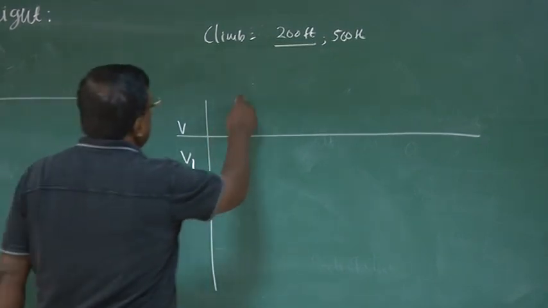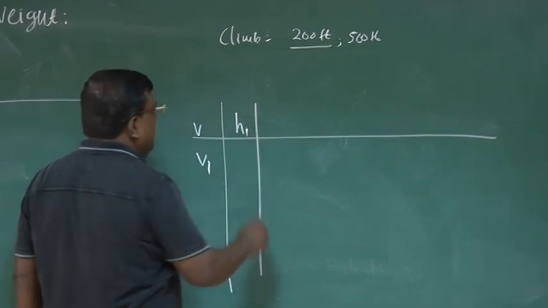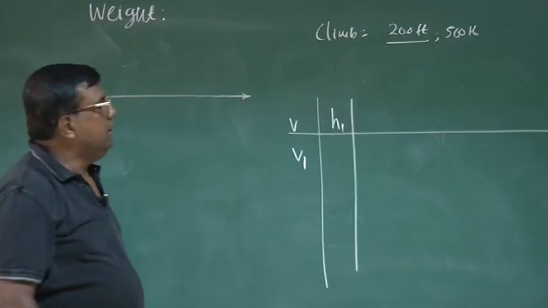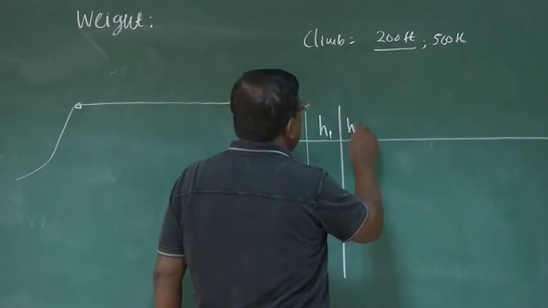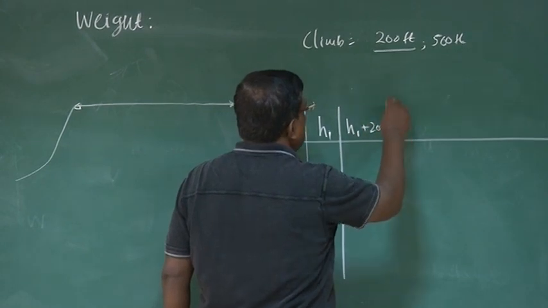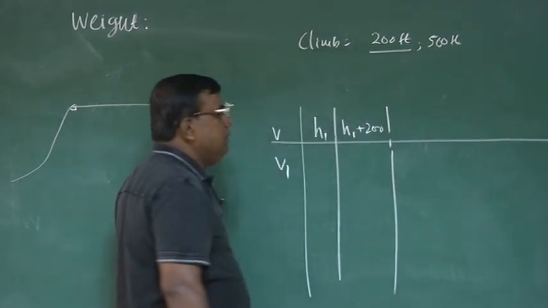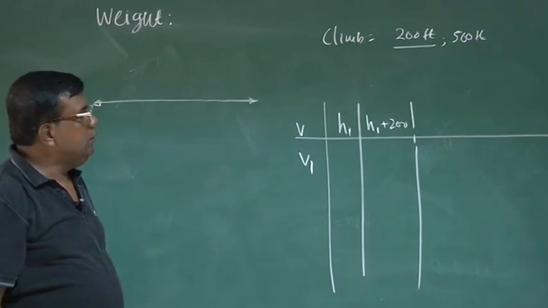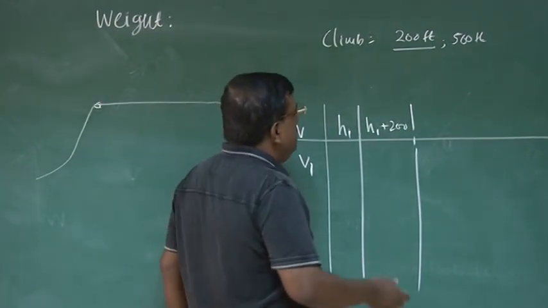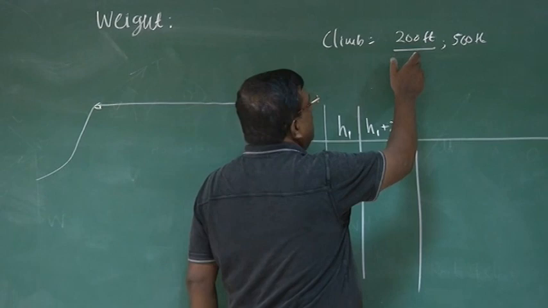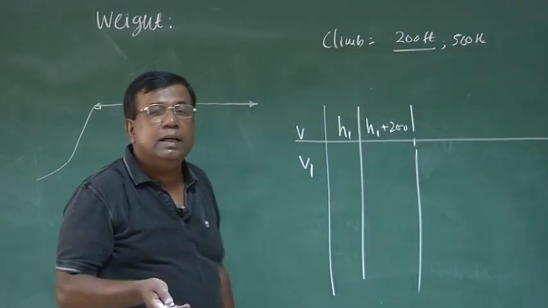Note down at what height you have started climbing. Then as soon as it becomes h1 plus 200, the pilot stops climbing. Okay? So that is, you are aiming at 200 feet of increase in height.